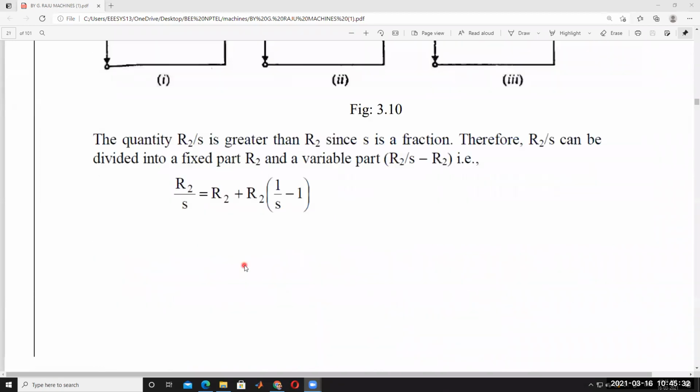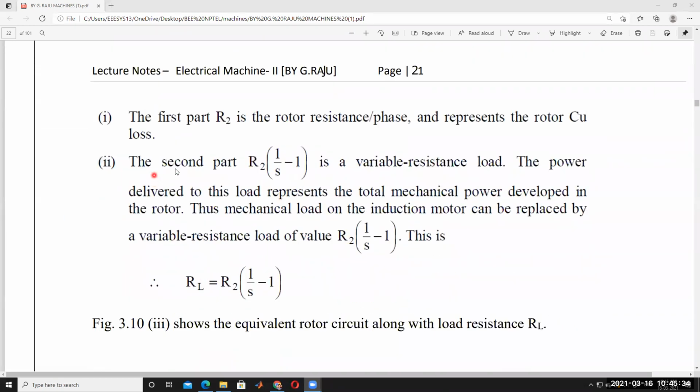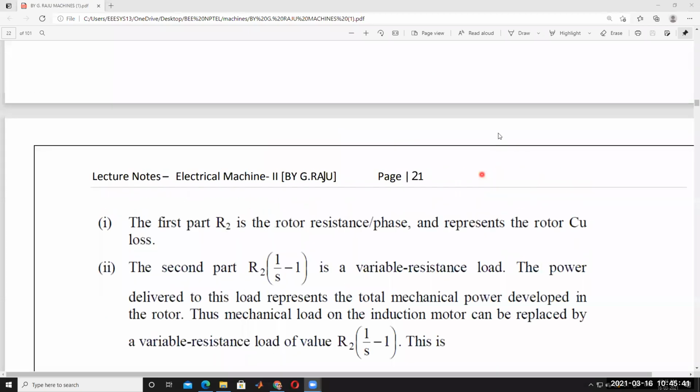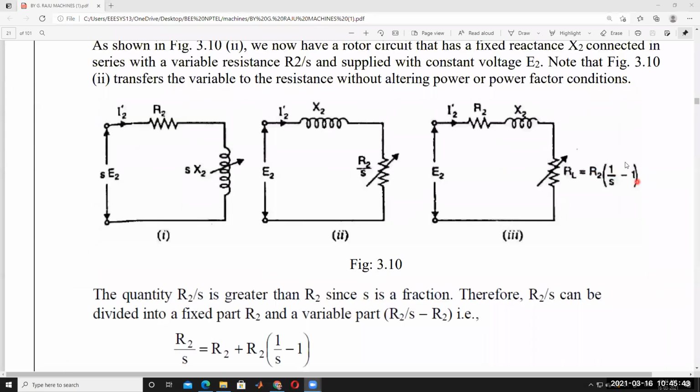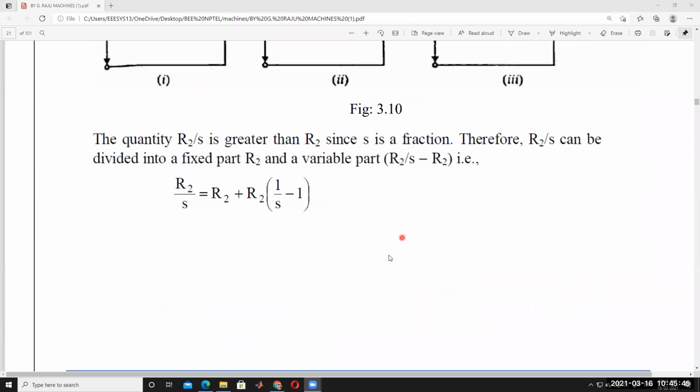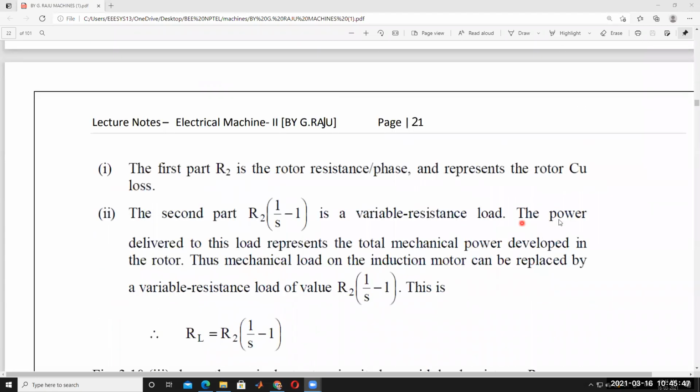Understood? And then the second part, R2 into (1 by S minus 1), is called the variable resistance load. This R2 into (1 by S minus 1) represents the variable resistance load of the three-phase induction motor. The power delivered to the load represents the total mechanical power developed in the rotor.